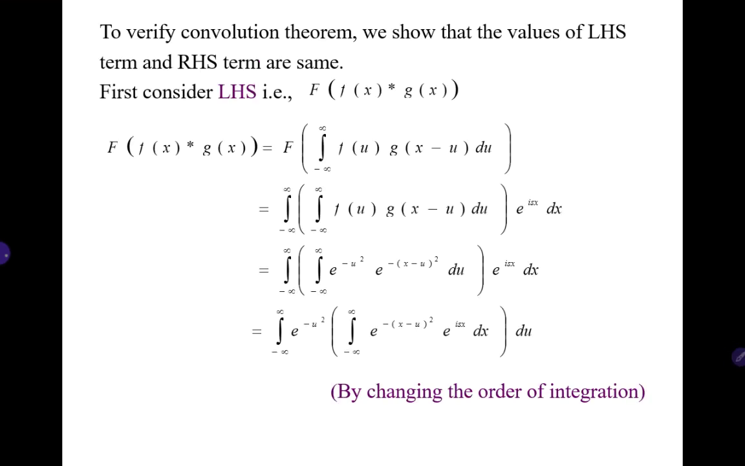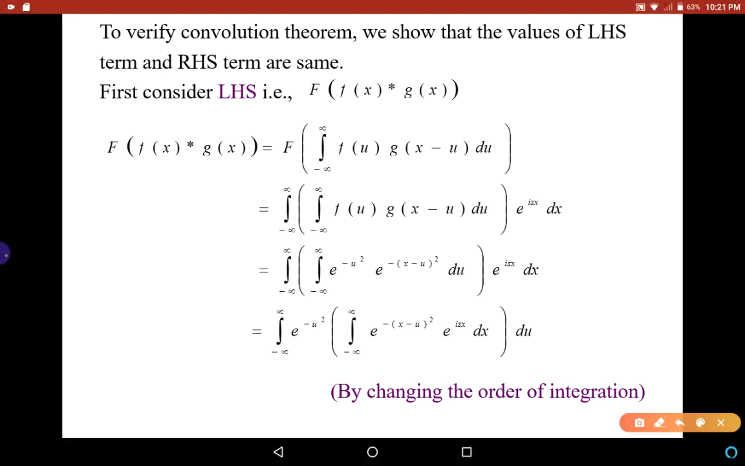So first we consider the LHS, that is left hand side term, which is Fourier transform of f of x star g of x. We know that f of x star g of x, that is the convolution of f of x and g of x, is given by integral minus infinity to infinity f of u into g of x minus u du. So we have here Fourier transform of this function. We know that Fourier transform is integral minus infinity to infinity the function, that is integral minus infinity to infinity f of u into g of x minus u du into e power isx dx.